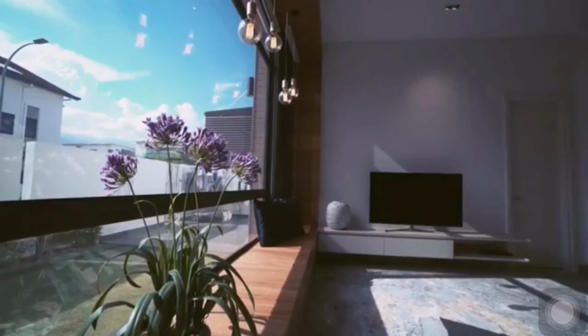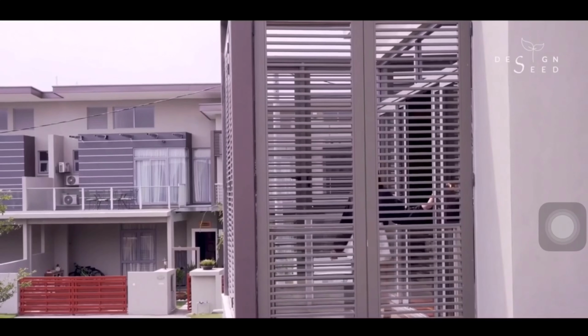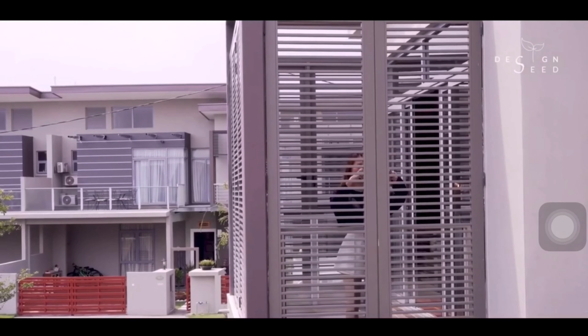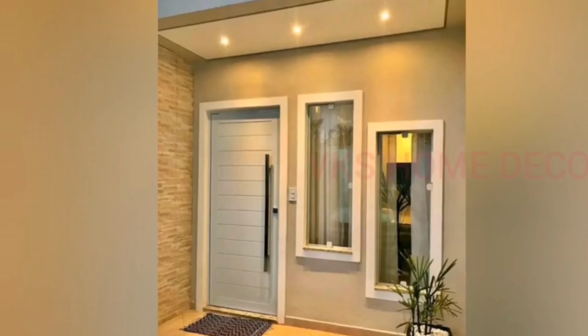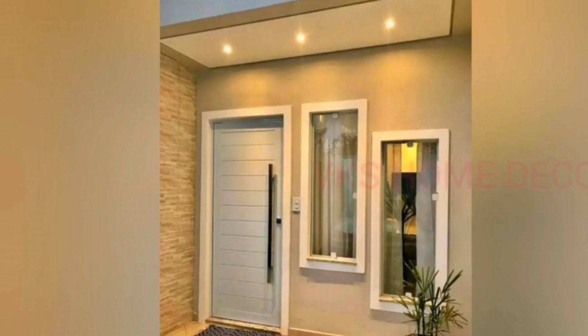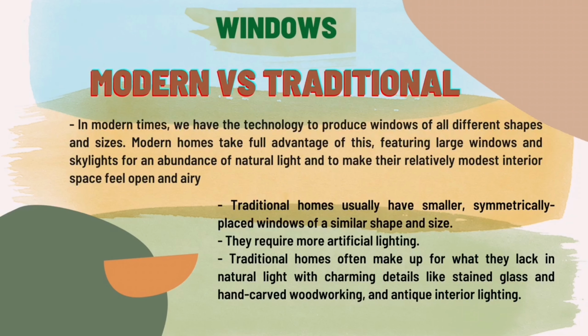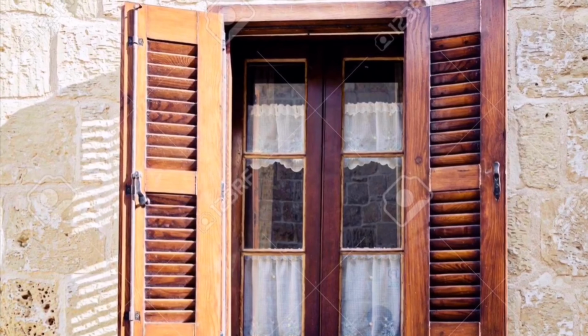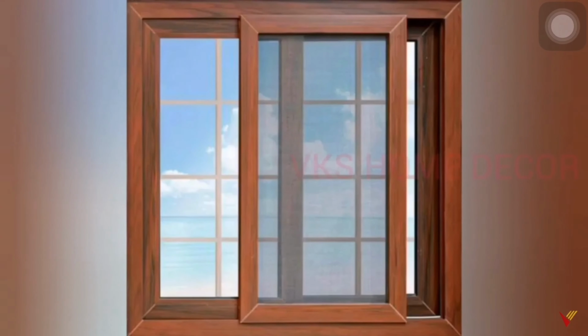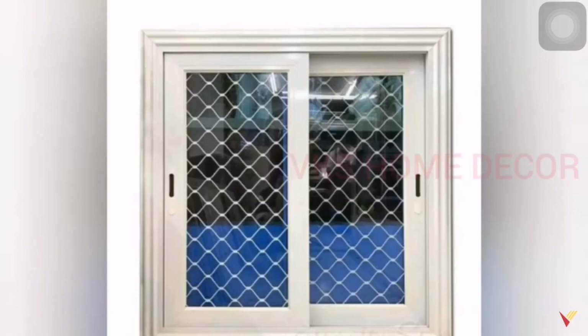Modern windows also maximize the amount of natural light into the home through good use of windows, roof lights, and sun pipes, which help to reduce the need for artificial lighting. By comparison, traditional homes usually have smaller, symmetrically placed windows of a similar shape and size. As a result, they require more artificial lighting.